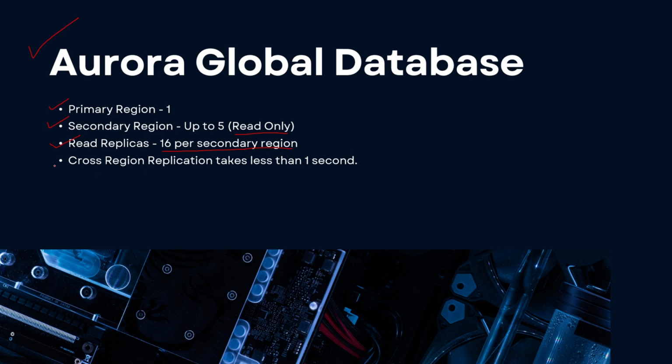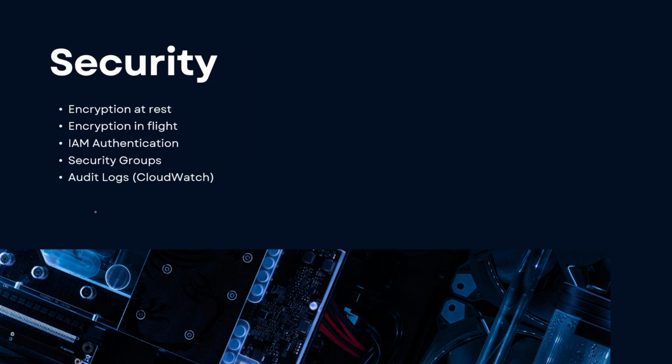Another really awesome thing that I like about Aurora Global Database is that cross-region replication takes less than 1 second, which basically means if I make any update to my primary region global database, within 1 second, all of the other databases will be updated, which is really fascinating.